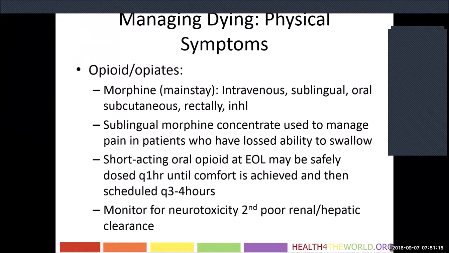You're also going to be monitoring for neurotoxicity, because the problem with morphine is that it's cleared through the kidneys. So if your kidneys aren't working well, then you might start seeing toxic effects of the medication. So you're giving morphine, things are going well, kidneys are failing, and now the person's delirious or confused, or they're having lots of myoclonus.